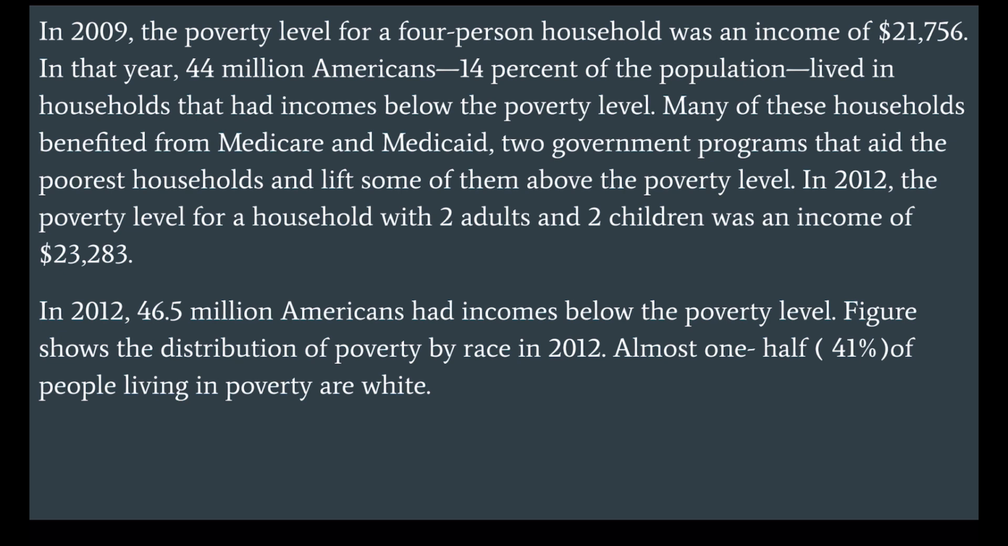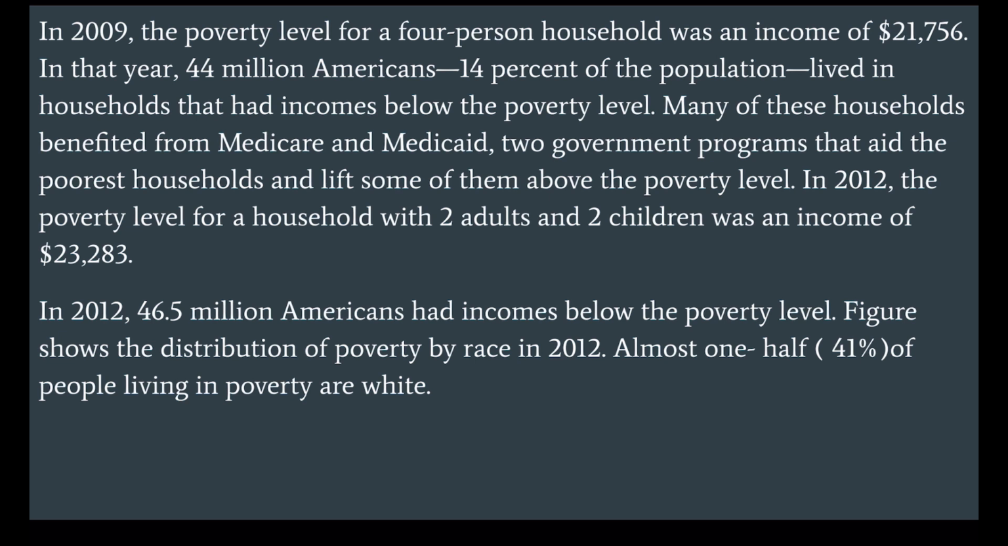In 2009, the poverty level for a four-person household was an income of $21,756. In that year, 44 million Americans, 14% of the population, lived in households that had incomes below the poverty level. Many of these households benefited from Medicare and Medicaid, two government programs that aid the poorest households and lift some of them above the poverty level.